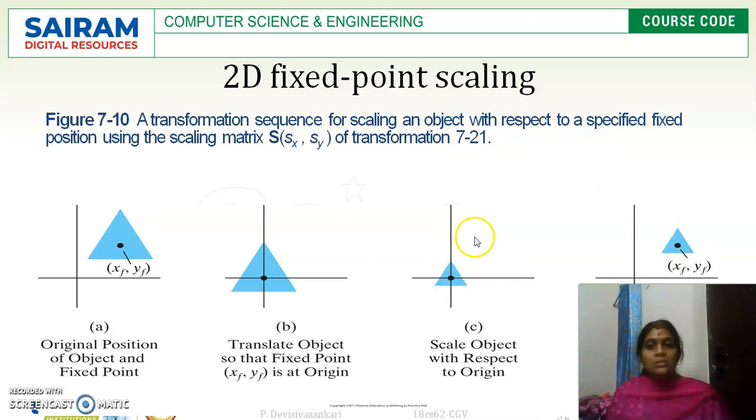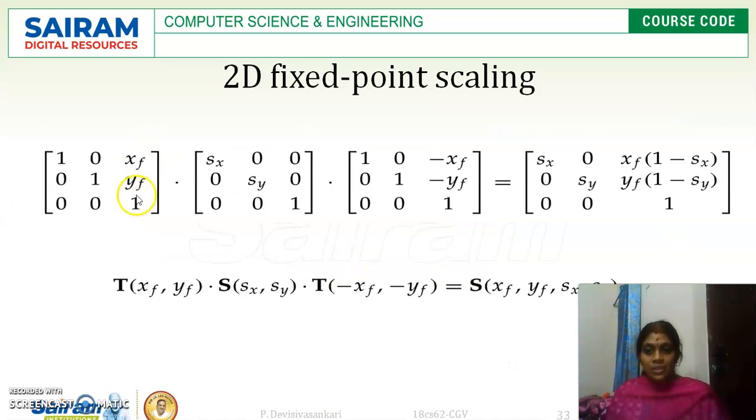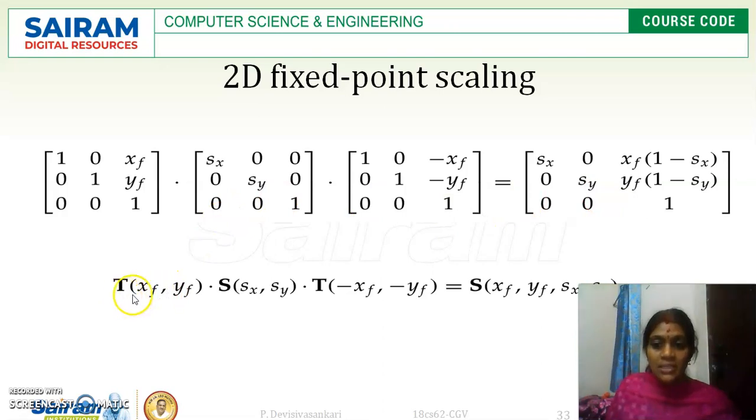So this is the order of operation. First is translation, next is scaling, then inverse translation. After solving these three matrices, we get T of S of T, which is equivalent to scaling of the xy value with respect to Sx and Sy. Correct?